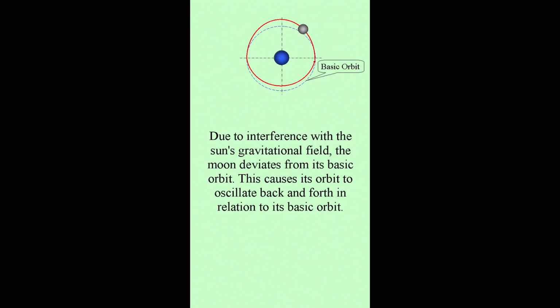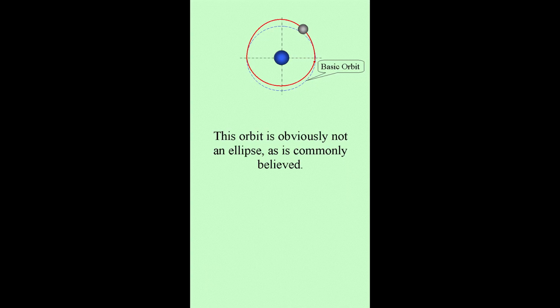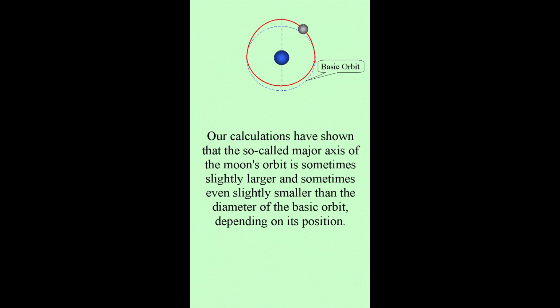Due to interference with the Sun's gravitational field, the Moon deviates from its basic orbit. This causes its orbit to oscillate back and forth in relation to its basic orbit. This orbit is obviously not an ellipse, as is commonly believed. Our calculations have shown that the so-called major axis of the Moon's orbit is sometimes slightly larger and sometimes even slightly smaller than the diameter of the basic orbit, depending on its position.